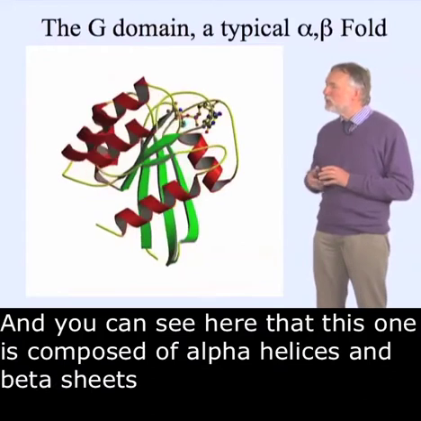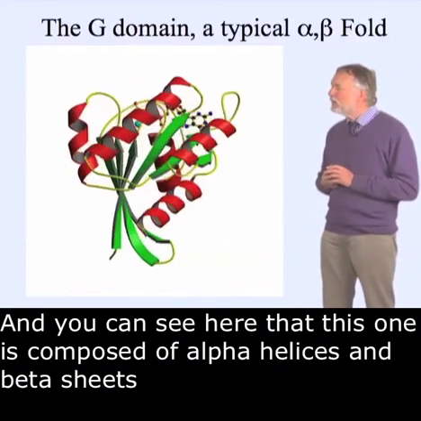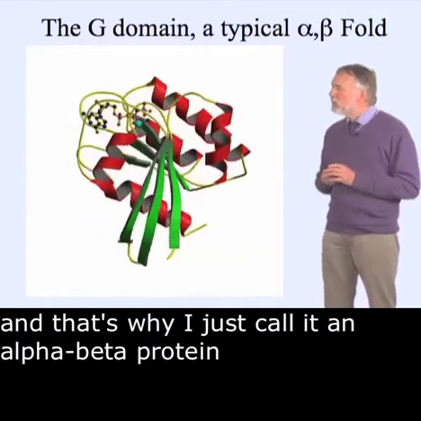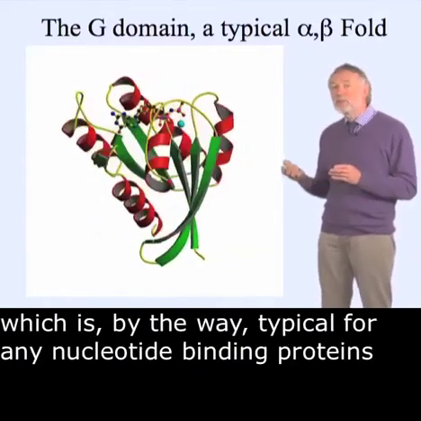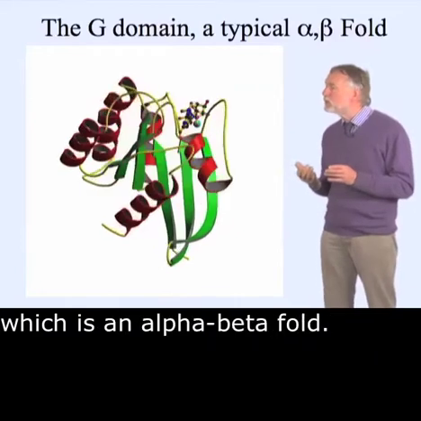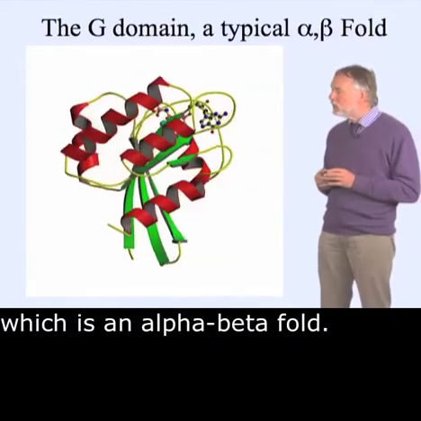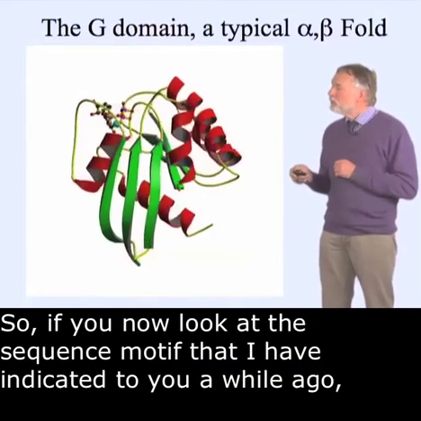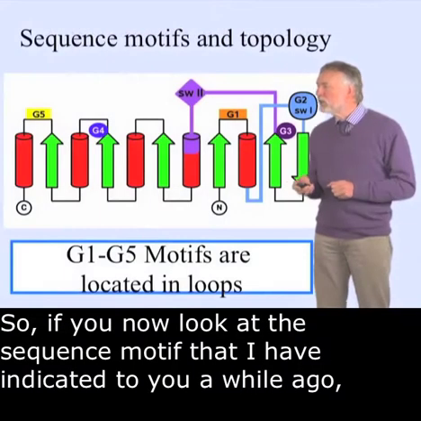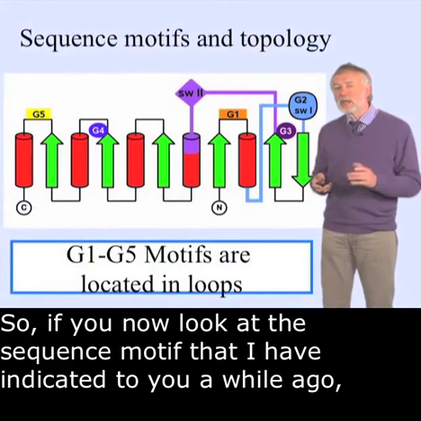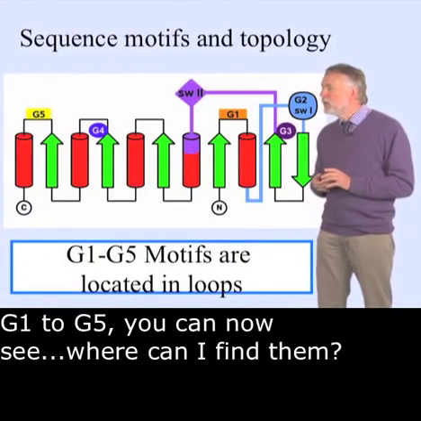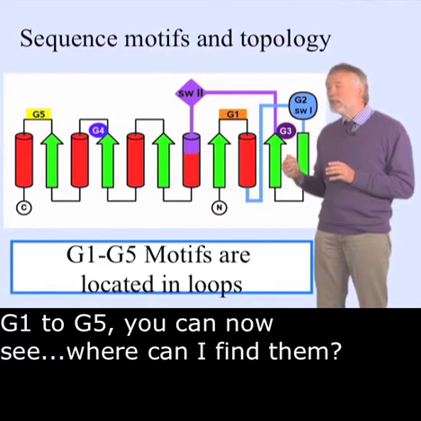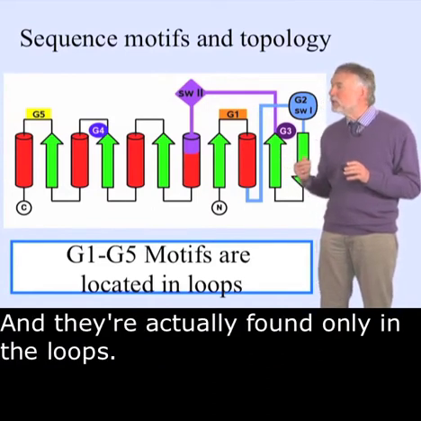And you can see here that it's composed of alpha helices and beta sheets. That's why it is called an alpha-beta protein, which is, by the way, typical for any nucleotide binding protein, which has an alpha-beta fold. If you go into the database, you will see that. So if you now look at the sequence motifs that I indicated to you a while ago, G1 to G5, you can now see where you can find them, and they're actually found only in the loops.